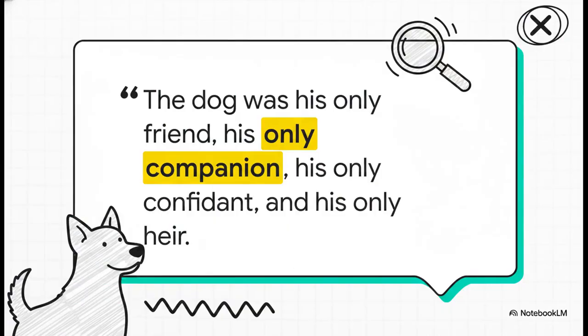Just listen to the rhythm of this sentence. "The dog was his only friend, his only companion, his only confidant, and his only heir." Do you feel the weight of that? The forceful, rhythmic repetition of the word "only" stresses the absolute uniqueness of the dog in this person's life. It is highly effective. But a quick warning for you, use this technique very sparingly or it'll quickly become boring.